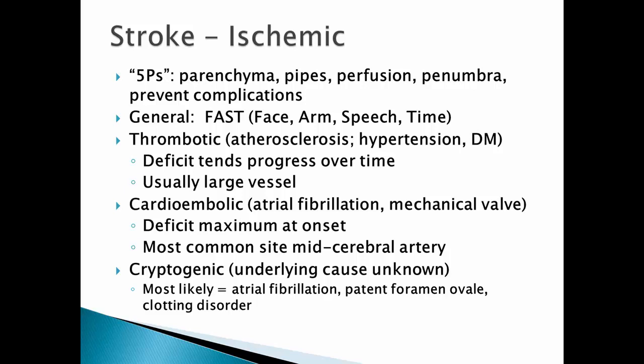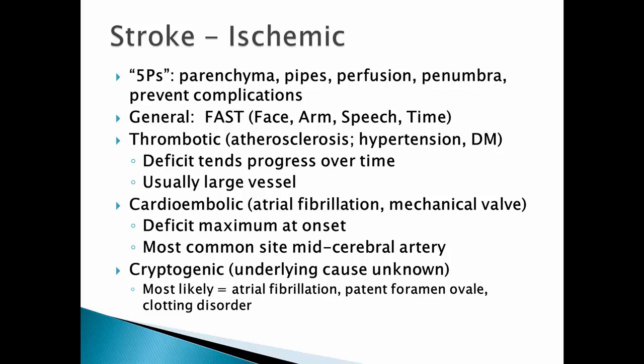Because this thrombus formed outside the brain and then traveled to the brain, you tend to see deficits that are maximum at onset. The most common site of a cardioembolic stroke is in that middle cerebral artery. We also want to be concerned with internal carotid artery vessel disease causing cardioembolic stroke.